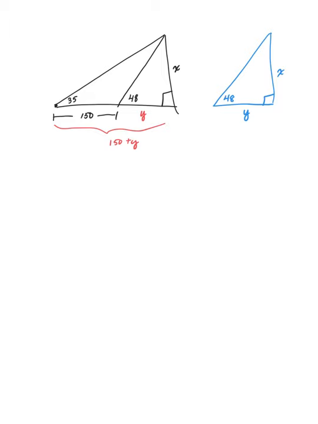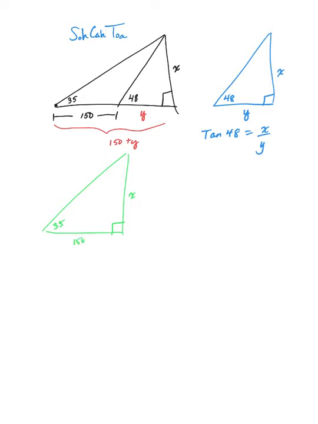So I'm going to set up a relationship. Tangent 48 equals opposite over adjacent. Remember? So, TOA. Tangent is opposite over adjacent. Now if I take the large outer triangle, this is 35. This is x. This side is 150 plus y. So now I'm going to set up a ratio. Tangent 35 is equal to x over 150 plus y.